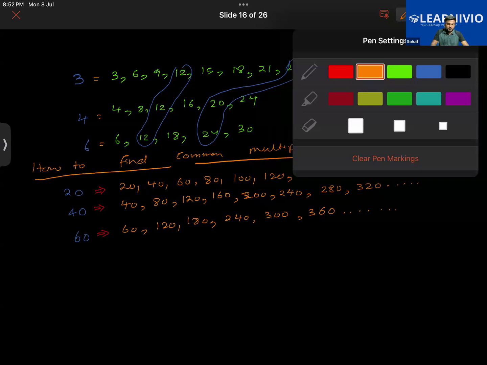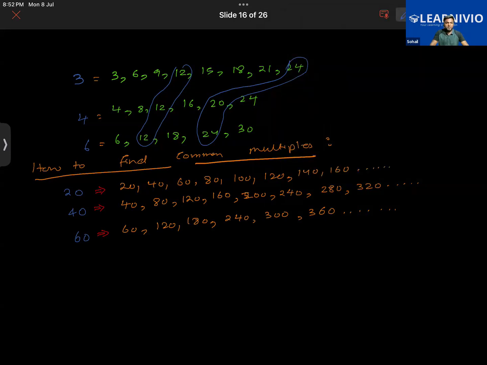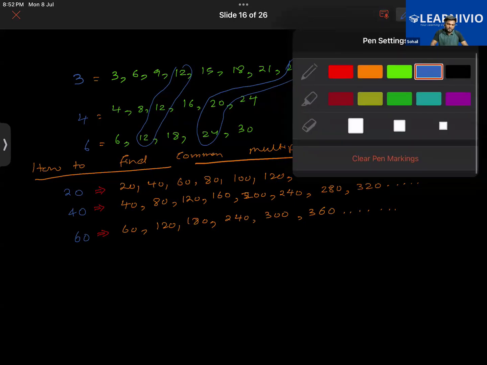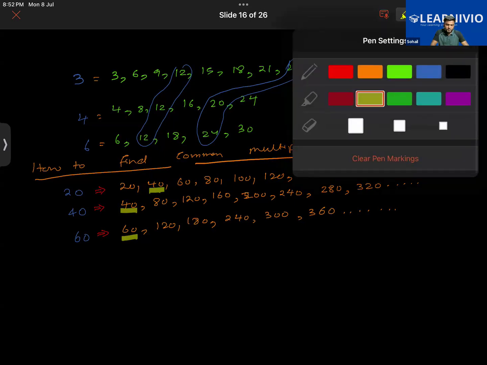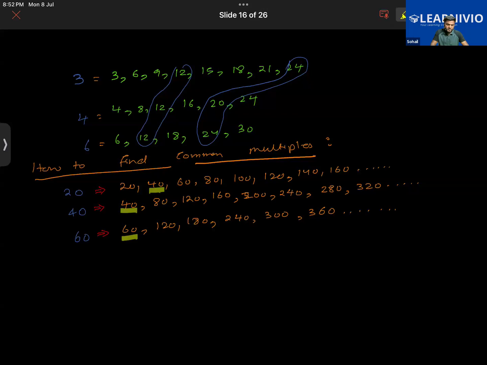Okay. So here you have written some of the multiples. But our aim is to find the multiples which are common to all of them. Clearly, the number 40 is a common multiple of 20 and 40, but is it a common multiple of 60? No. 120 is a common multiple. So the first common multiple that you see here is 120.